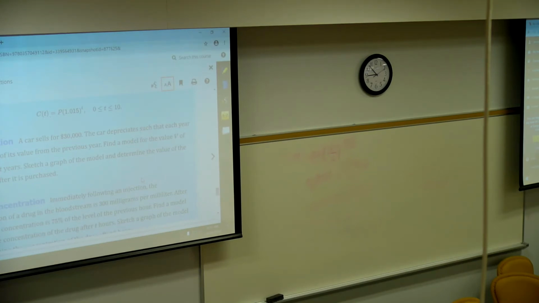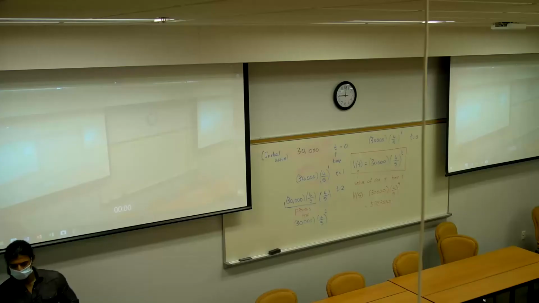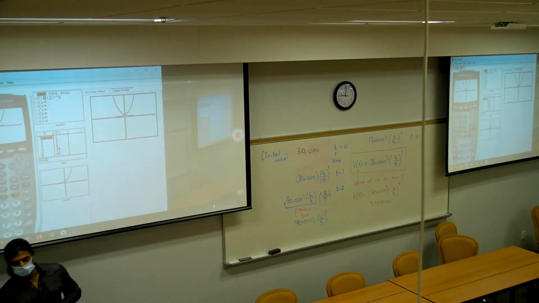So, a car sells for... we can also graph this.